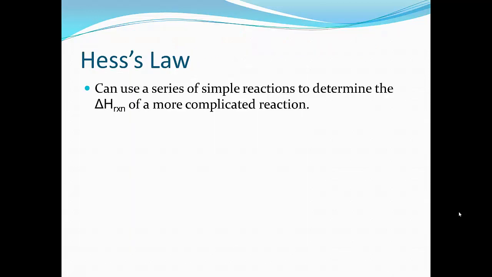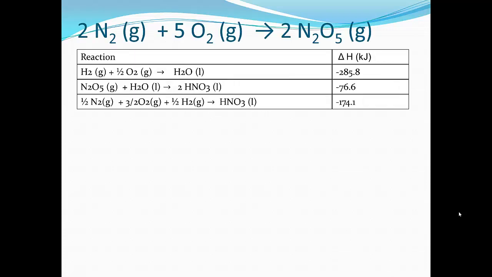Right, Hess's law. In Hess's law, this is another way to figure out the delta H of the reaction. You can use a series of simple reactions to determine the delta H of reaction for a more complicated reaction. Our example here is 2 moles of nitrogen gas plus 5 moles of oxygen gas yields 2 moles of dinitrogen pentoxide. To do this, you're given 3 standard reactions.